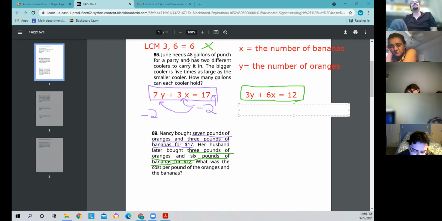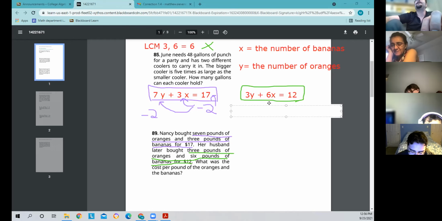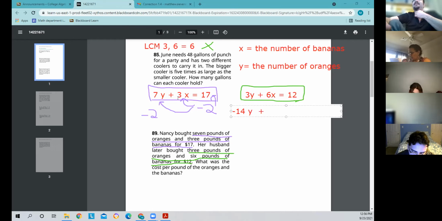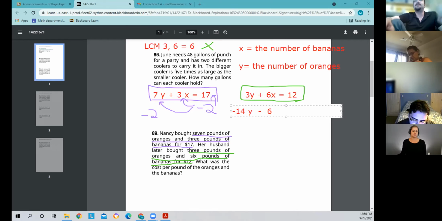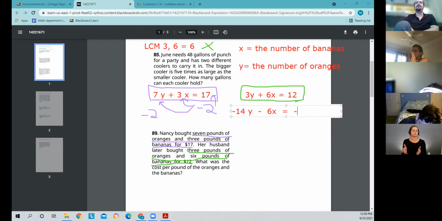If I multiply 7 by a negative 2, what does that give me? Negative 14, minus 14, and there is a y on this guy. If I multiply 3 by a negative 2, what does that give me? Negative 6, and there's an x on that guy. And then what am I doing? 17 times negative 2 will give me a negative, what, 34?